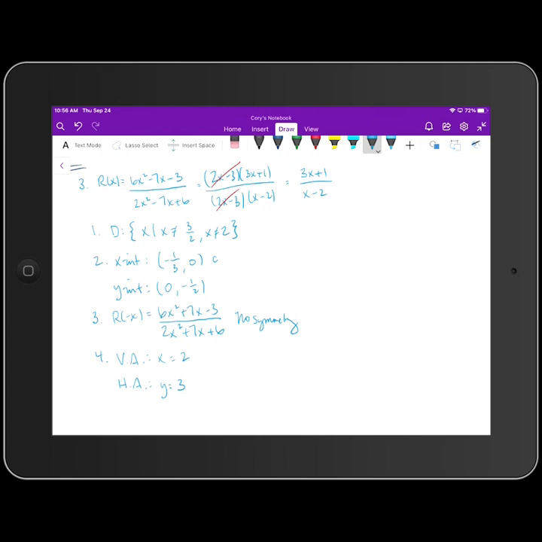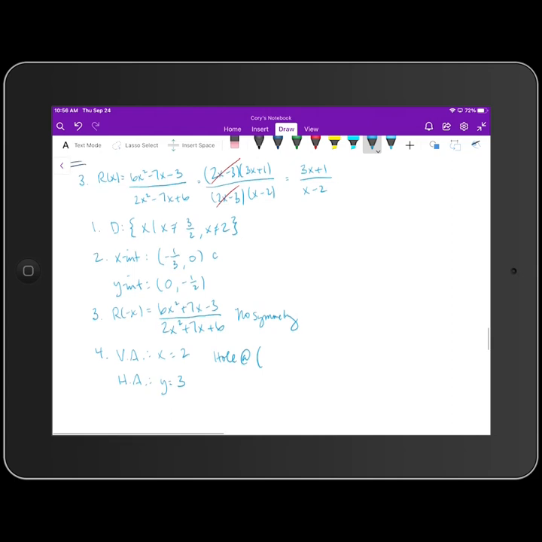And then if we want to find the coordinates of the hole, the x coordinate is going to be the value that makes your canceled factor 0. So the value that makes 2x minus 3 equal to 0 is when x is equal to 3 halves.